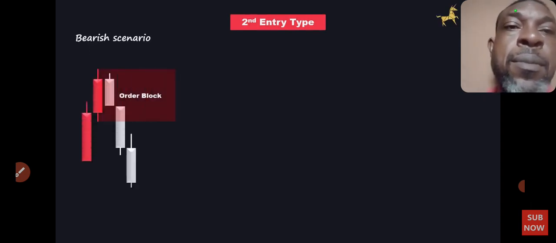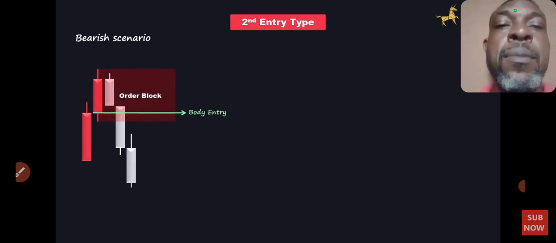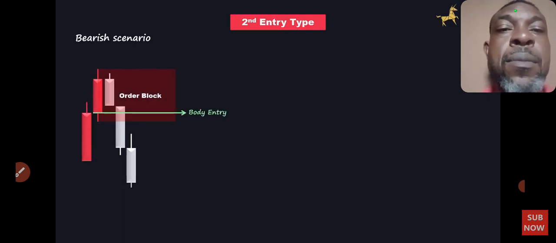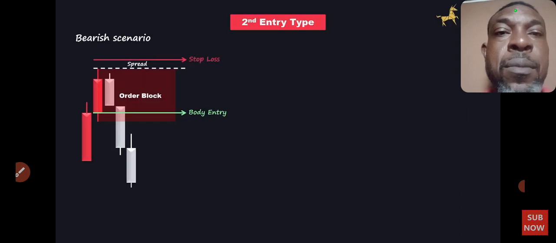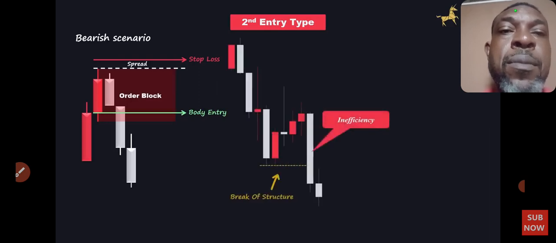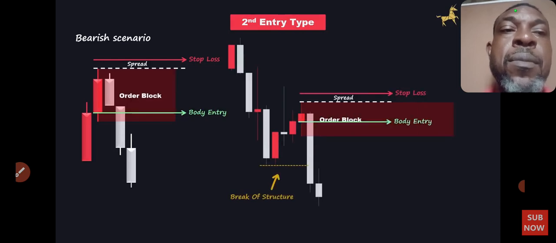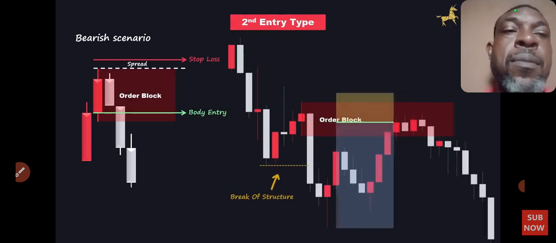That's why the second entry type is referred to as the body entry. In this approach, once a valid order block is identified, the entry is placed based on the body of the candle. For sell positions, the stop loss is set a spread size above the higher wick of the order block. This entry method typically offers a higher reward-to-risk ratio compared to the previous entry type because the stop loss is tighter.